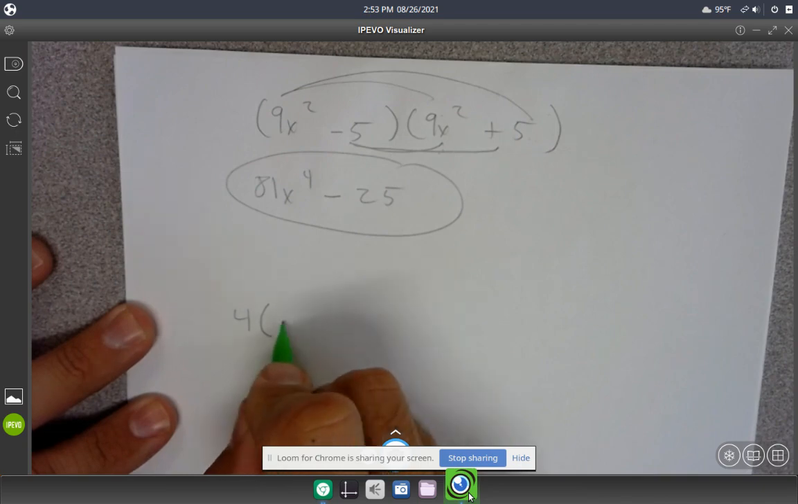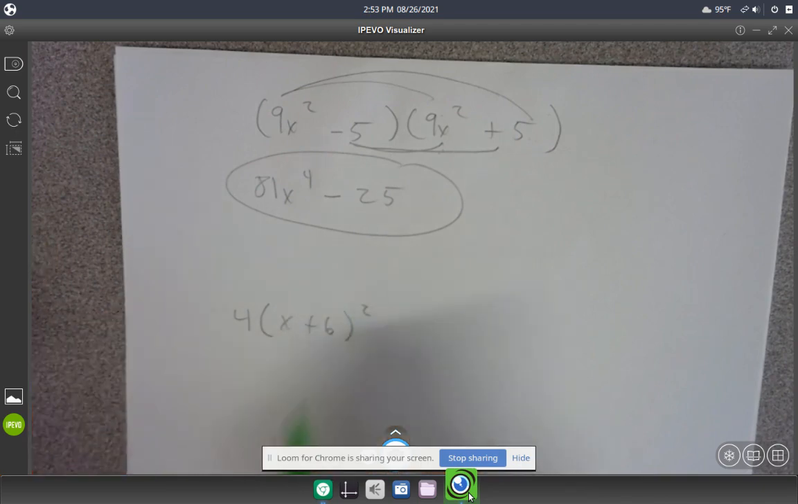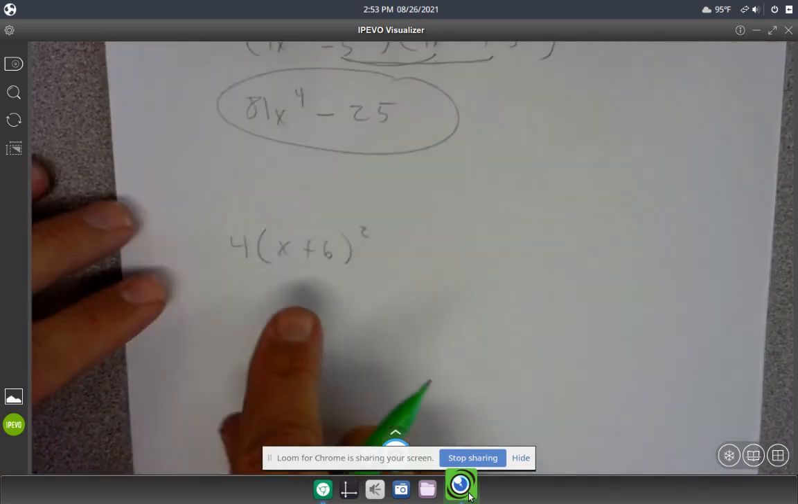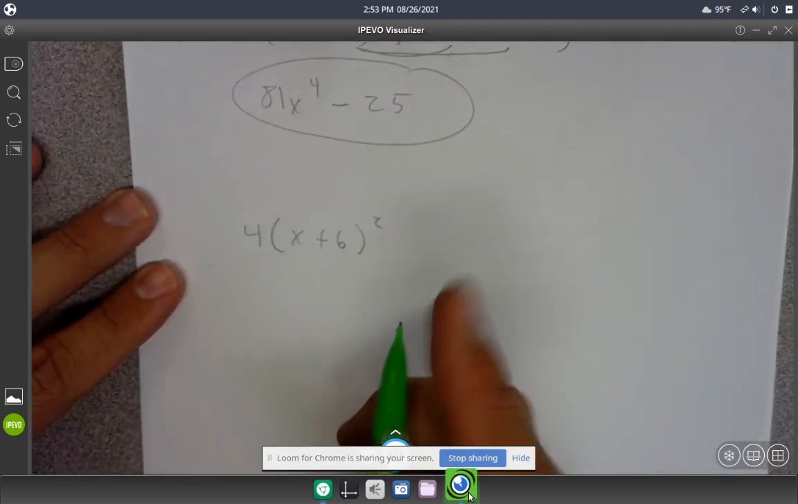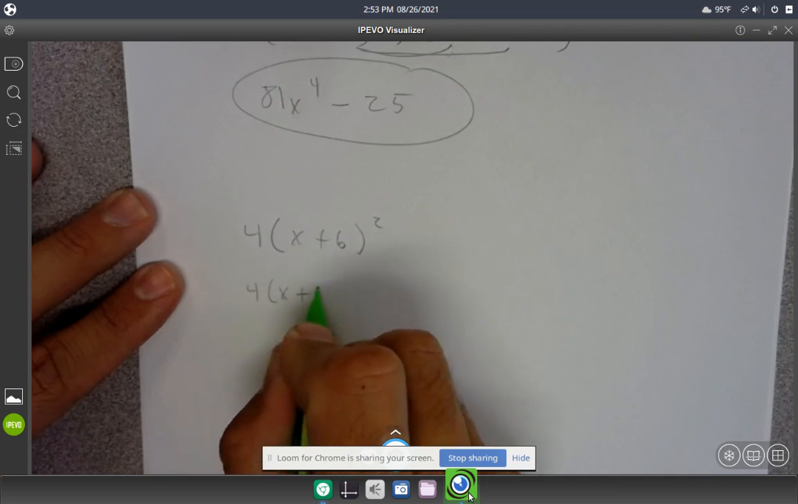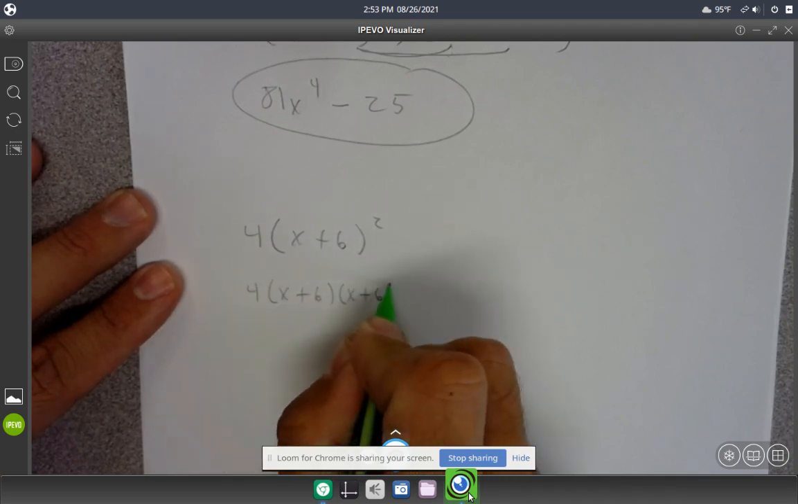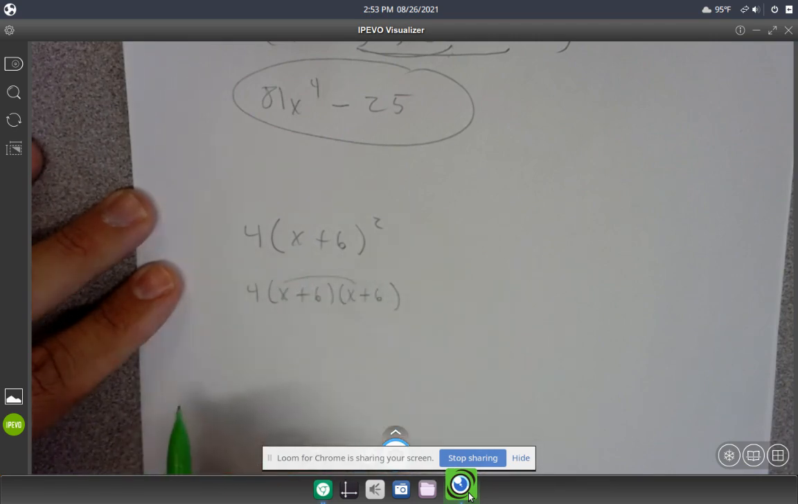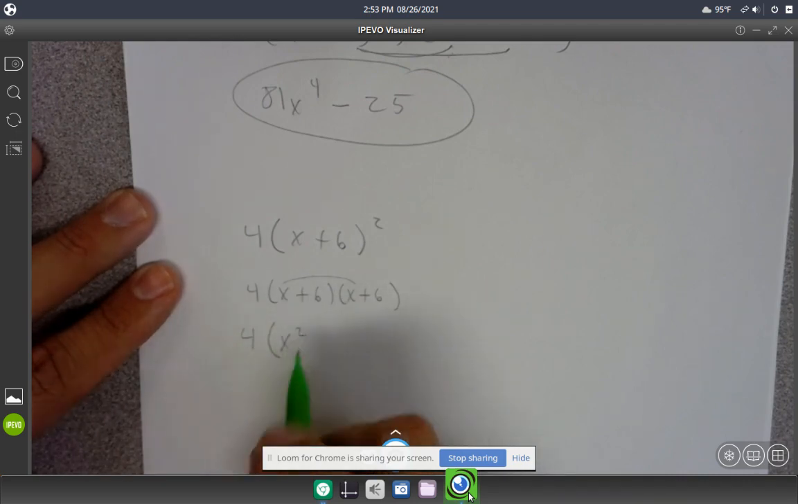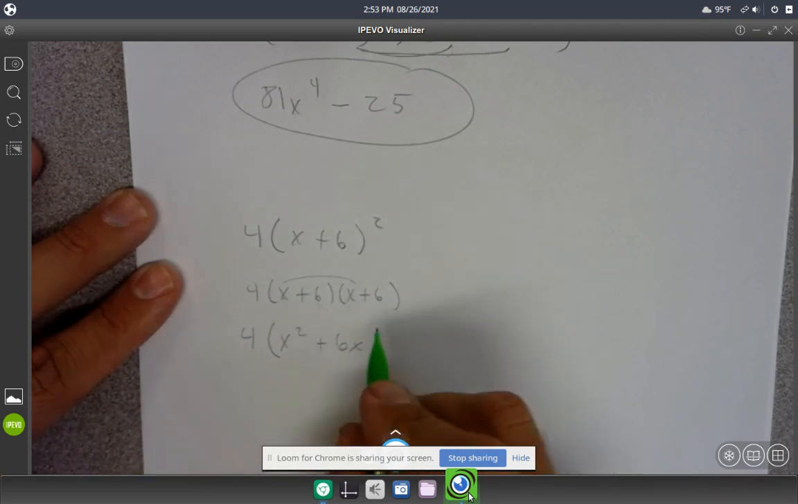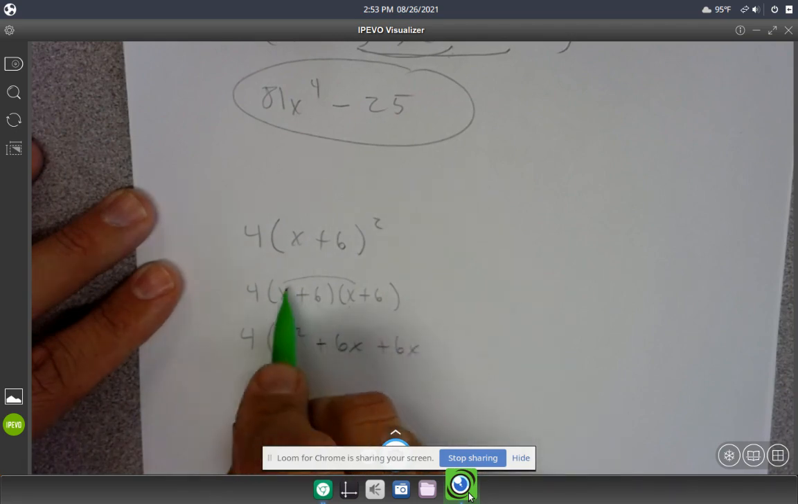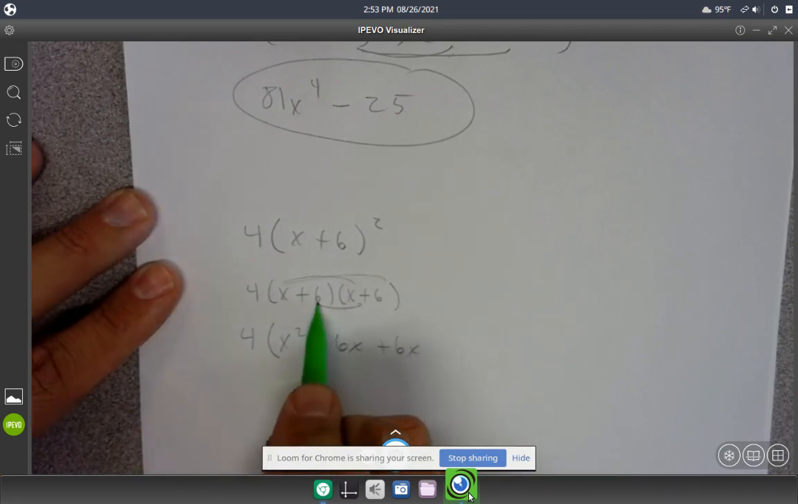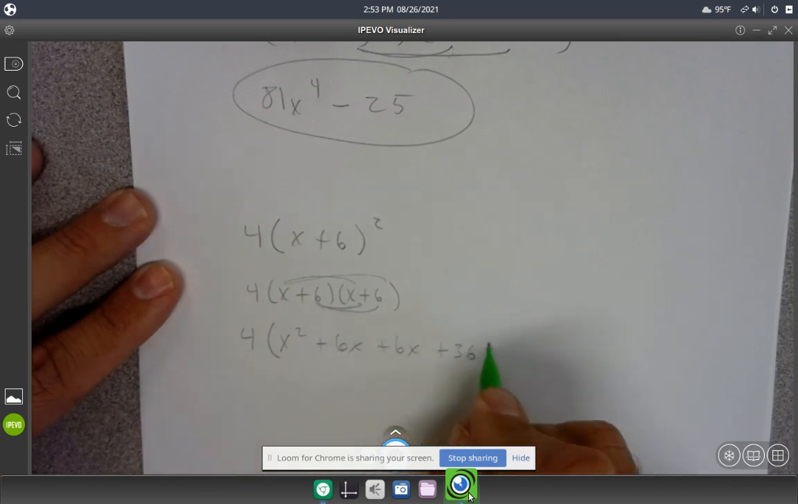All right, so 4 times x plus 6 all squared. So I need to apply my exponent first. So it's going to be 4, and then an x plus 6, x plus 6. Okay, so we'll multiply this thing all the way out. I'm just going to hold on to that 4 until the very end. So that'll be x squared, x times 6, that'll be 6x, 6 and an x, that'll be another 6x, and then the last one is 6 times 6, 36.